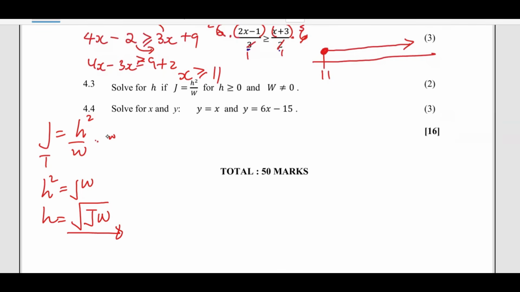Start by multiplying by w. So this cancels that. To get rid of the square, you must find the square roots on either side.